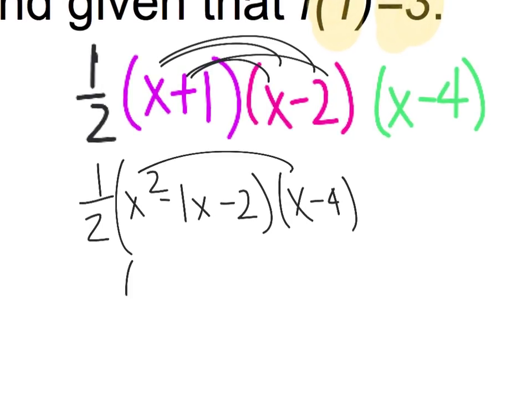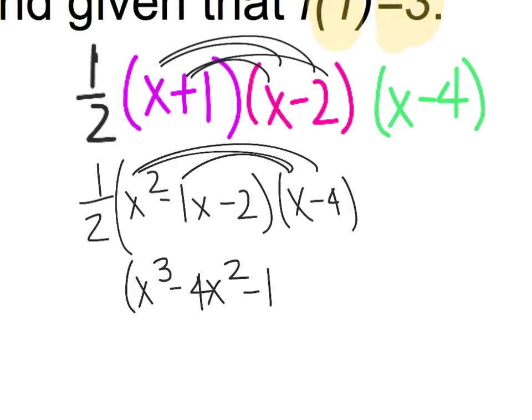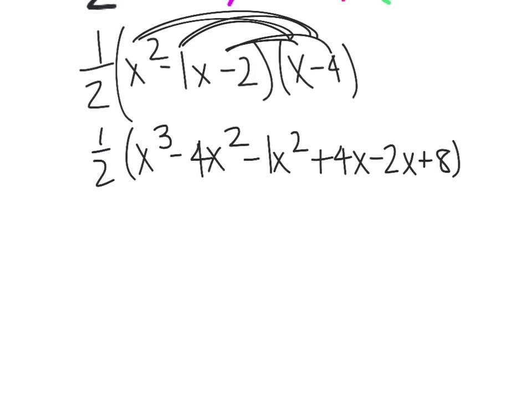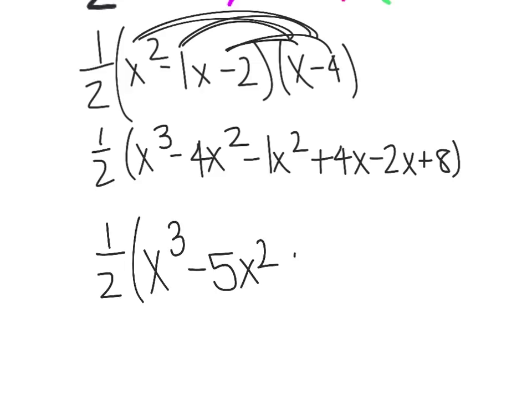X squared times x would be x to the third. X squared times negative 4 would be negative 4x squared. Negative 1x times x would be negative 1x squared. Negative 1x times negative 4 would be a positive 4x. And then negative 2 times x would be negative 2x. Negative 2 times negative 4 is positive 8. Still got that 1/2 in front. I'll deal with it last. Simplify. So 1/2 times x cubed minus 5x squared plus 2x plus 8.